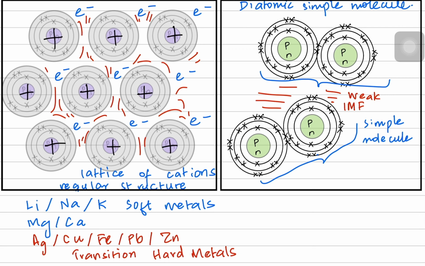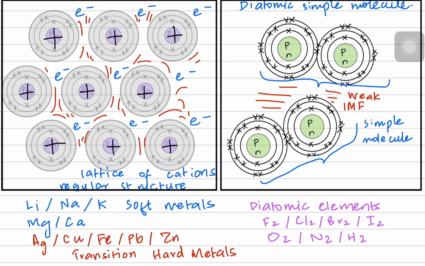When you talk about non-metals, they always have diatomic molecules. There are some cases when there are molecules with 3 atoms or molecules with 4 atoms. But mostly there are diatomic elements like F2, which is fluorine, Cl2, Br2, which is bromine, I2, which is iodine, O2, which is oxygen, N2 is nitrogen, H2 is hydrogen. They always have diatomic molecules with weak intermolecular forces, and that is why they normally exist as gases.